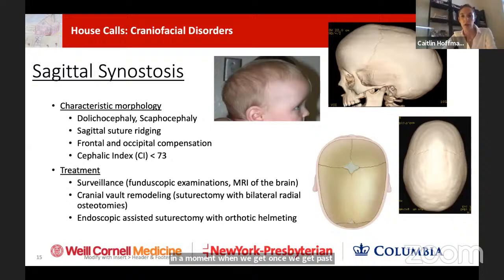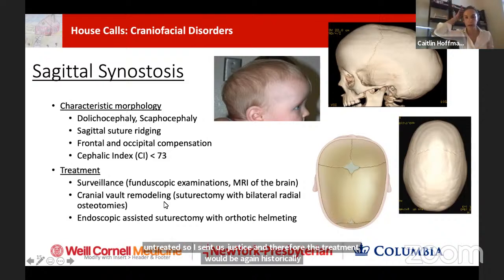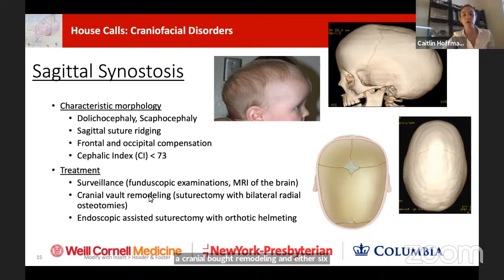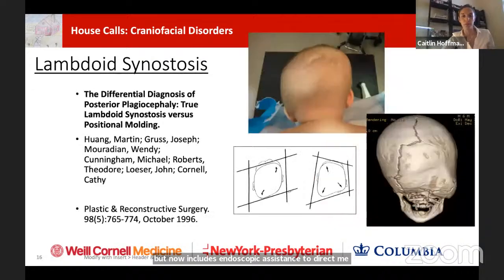So sagittal synostosis, this is what this looks like in vivo. This child has a very elongated and narrowed head shape with a very bossed forehead and elongated occiput. If we looked at this on CT, we see a loss of the sagittal suture and a narrowing of the overall calvarial shape. Again, the treatment for this does not anymore include surveillance, which historically it did. We now understand very well the potential neurocognitive implications of untreated synostosis, and therefore the treatment would be, again, historically a cranial vault remodeling at either 6 months or older, but now includes endoscopic assisted suturectomy followed by helmeting if a child is diagnosed at 4 months or younger.